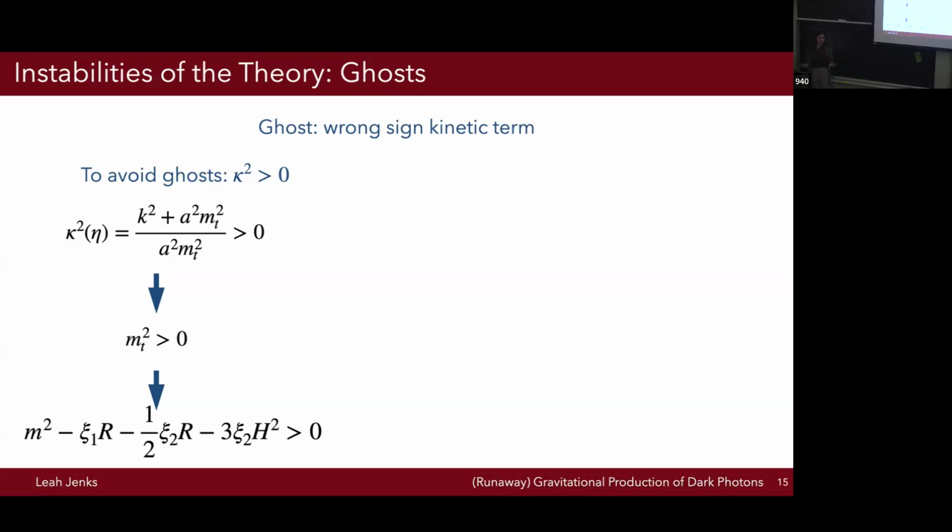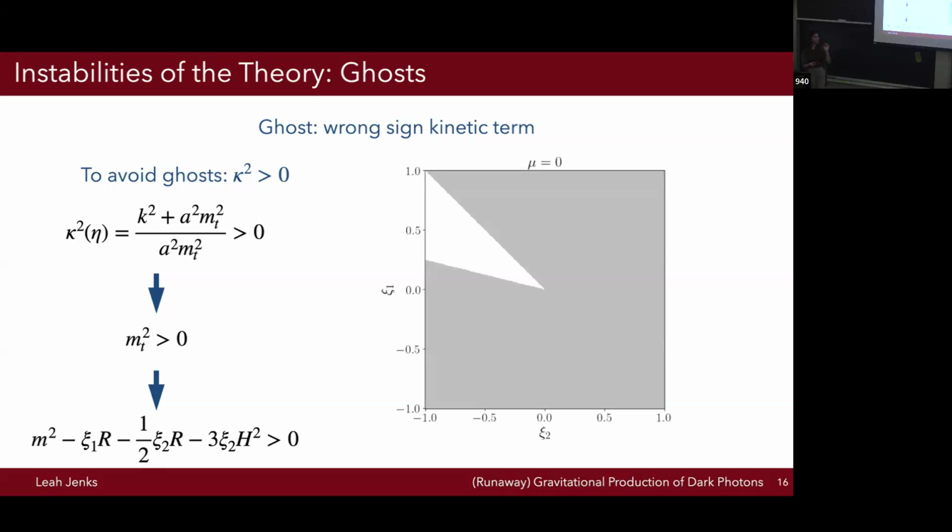Right, so first we want to avoid ghosts. And so what I mean here when I'm discussing ghosts is that the kinetic term of the theory has the wrong sign, which corresponds to this kappa squared being negative, which again can happen because these masses are evolving. So to avoid ghosts and avoid kind of a total breakdown of my theory, the most conservative thing to do is to require that kappa squared remain positive for the full evolution that we're considering. Which then corresponds, because we want this to be a k-independent statement, to requiring that mt squared be positive definite throughout the whole evolution that we're considering.